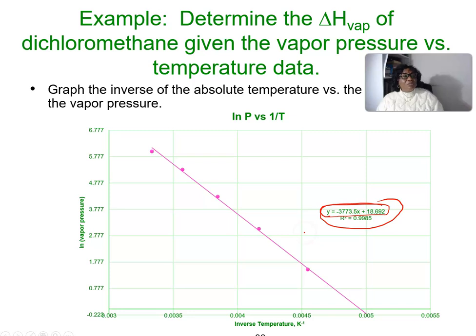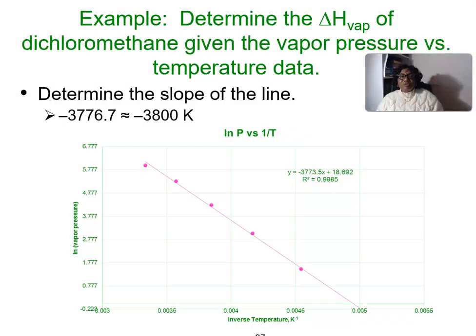So now we want to calculate the heat of vaporization. From our calculation, this is the slope. You can put it to 2 significant figures, but I normally prefer 3. If it's 3 significant figures, you round up. This is the slope. We are going to use the slope to calculate the heat of vaporization.